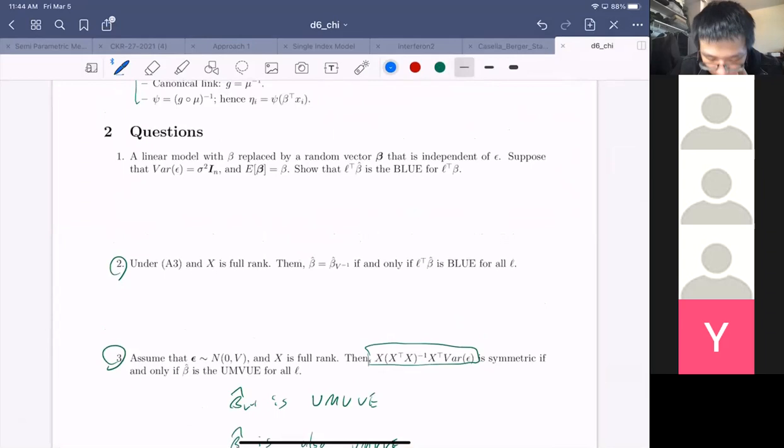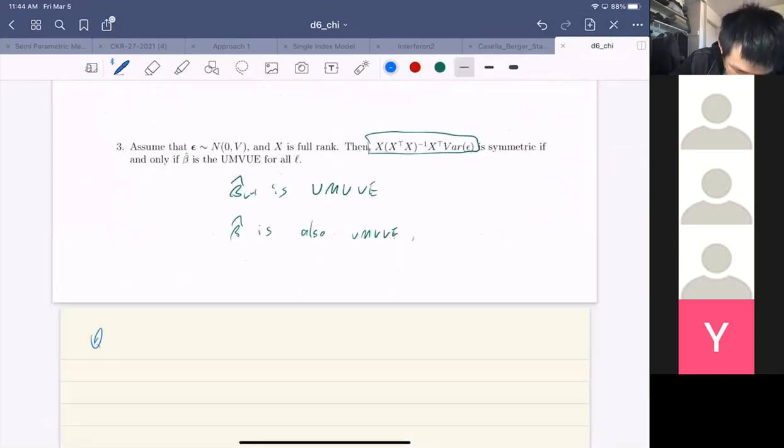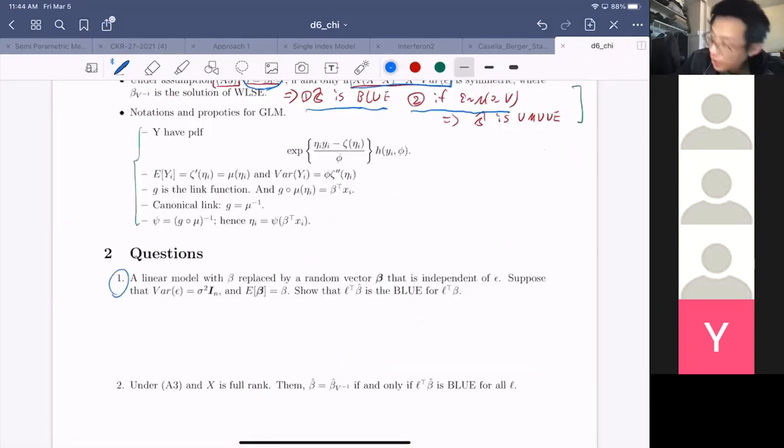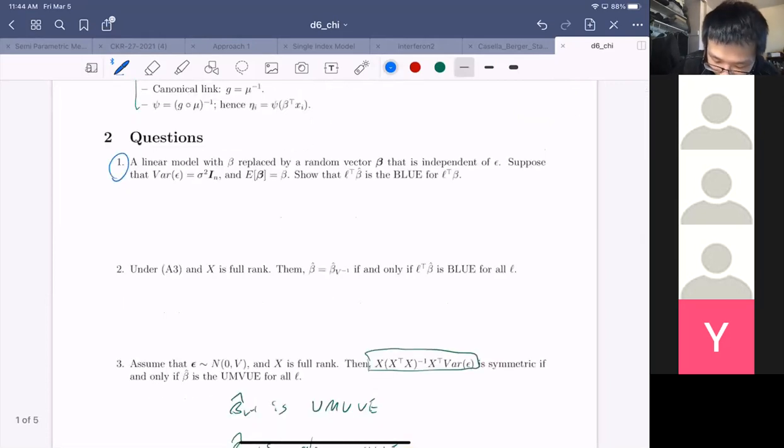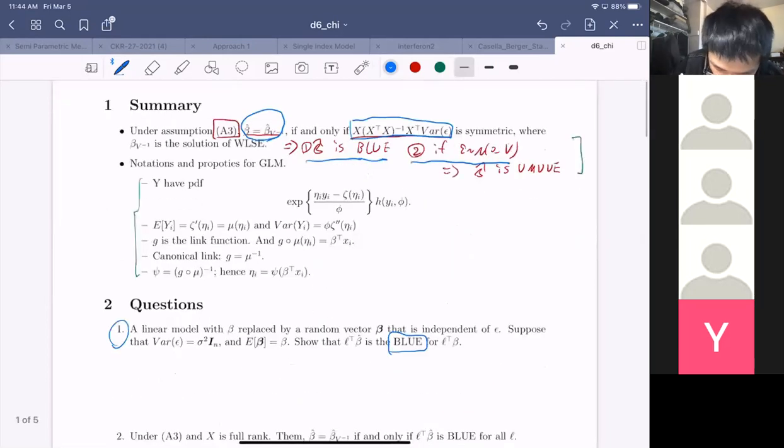Okay, in question 1, I just realized that question 1 is totally the same as the example in the notes. Okay, but this is an application of this property. So why this is the same, use covariance.